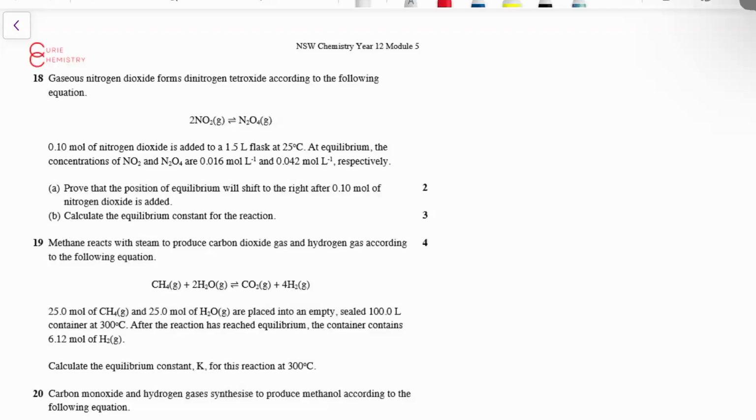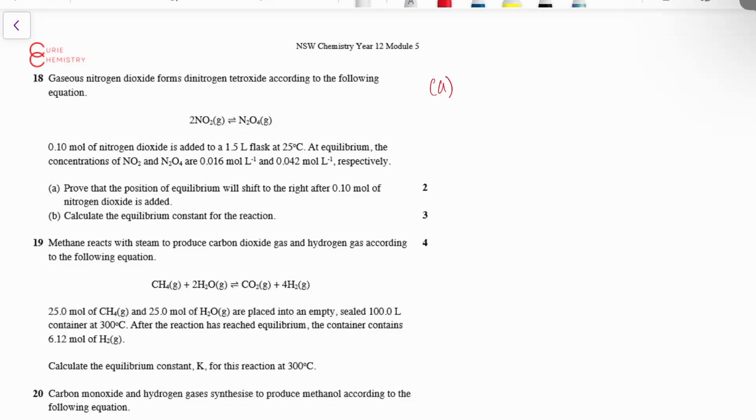Question 18, gaseous nitrogen dioxide forms dinitrogen tetroxide according to the following equation. 0.1 moles of nitrogen dioxide is added to a 1.5 liter flask at 25 degrees Celsius. At equilibrium, the concentrations of NO2 and N2O4 are 0.016 moles per liter and 0.042. Part A, prove that the position of equilibrium will shift to the right after 0.1 moles of nitrogen dioxide is added. Okay, there's a few different ways of doing this.